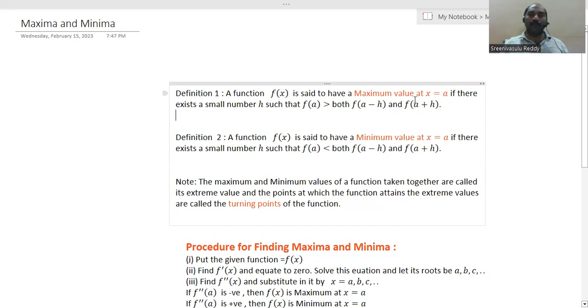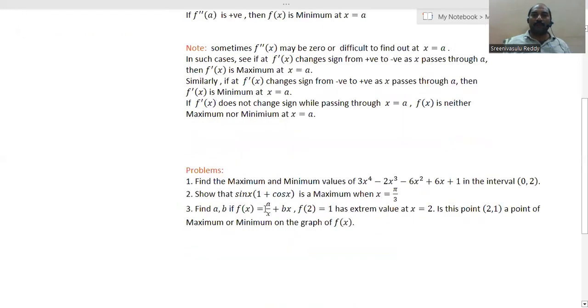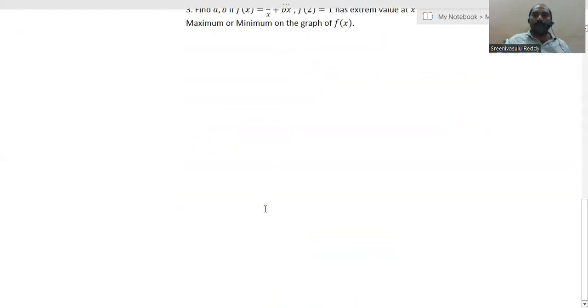Here, f of x is said to have a maximum value at x equal to a if there exists a smallest number. That means, as per the graph, you see, maximum and minimum function values. In elementary classes in our childhood, we just substituted the input values.